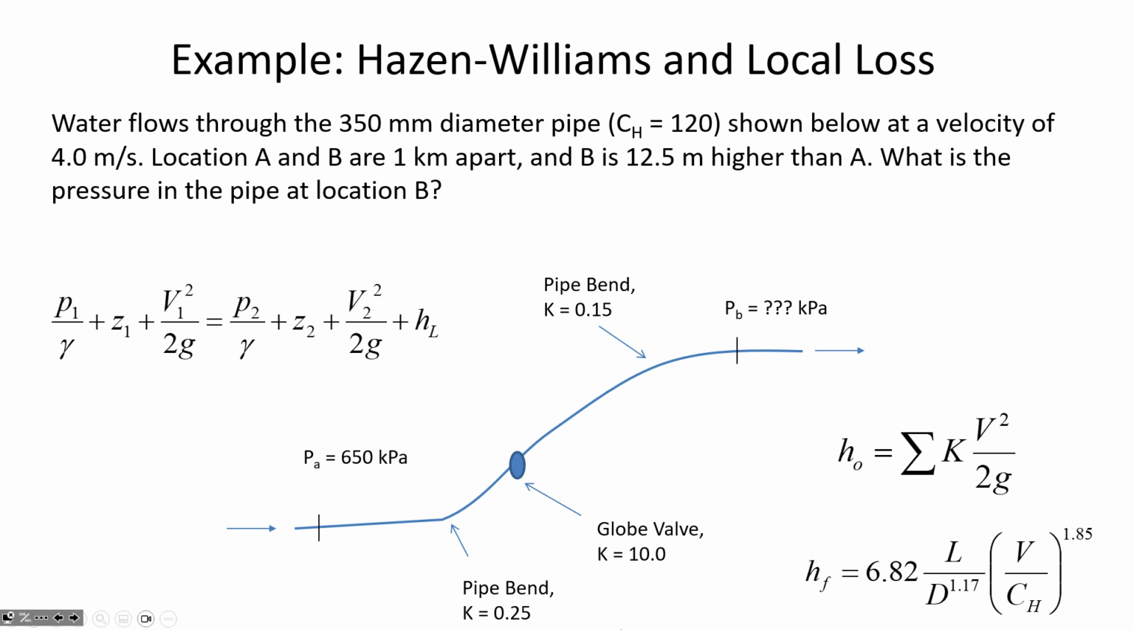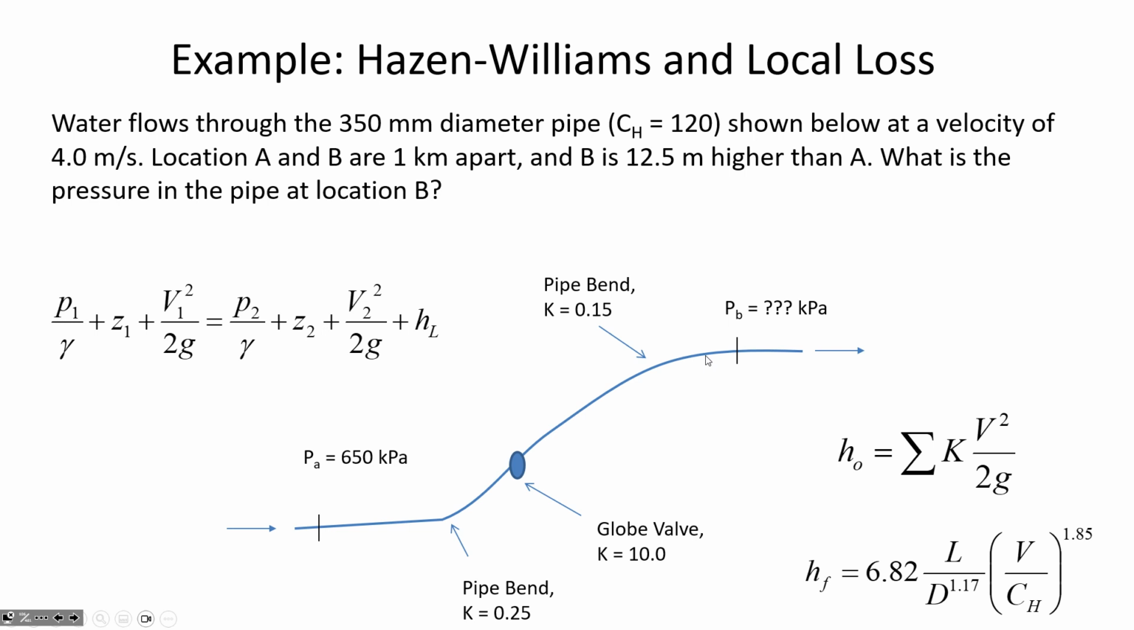So you'll see it's saying that there's a pipe bend, and the K value is given for the pipe bend. There's a globe valve with the K value, another pipe bend, and then we want to find out what's the pressure downstream at location B. Now this problem is pretty simple.